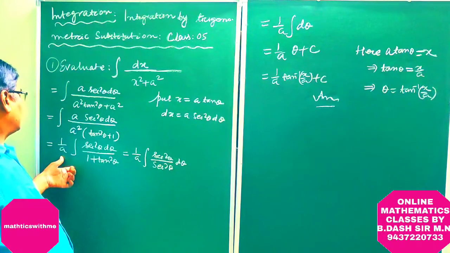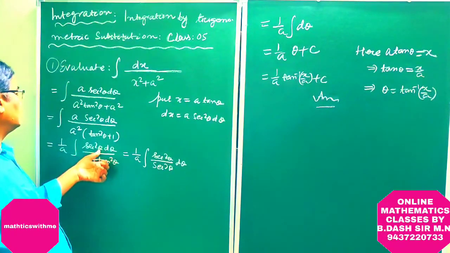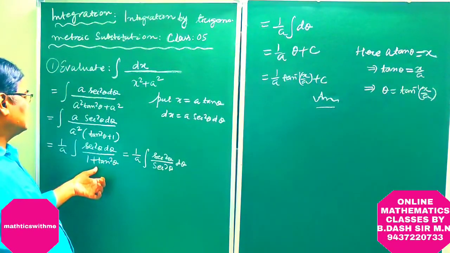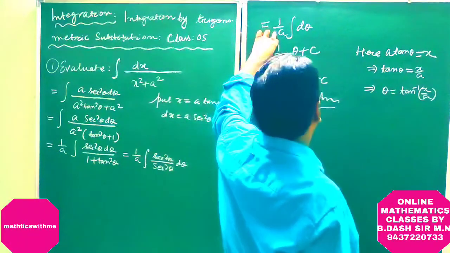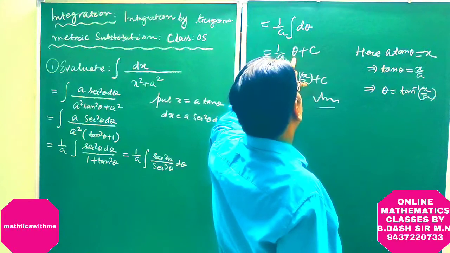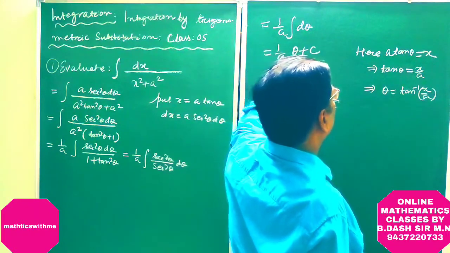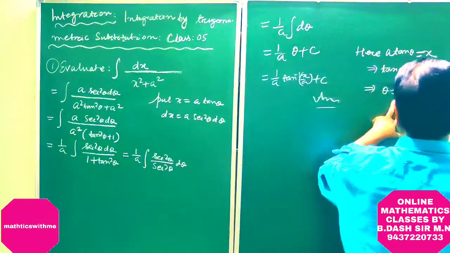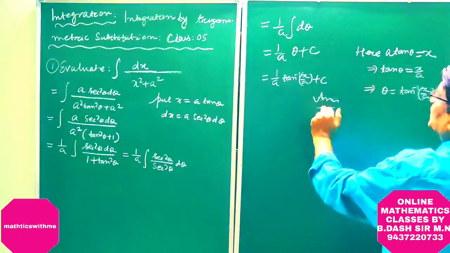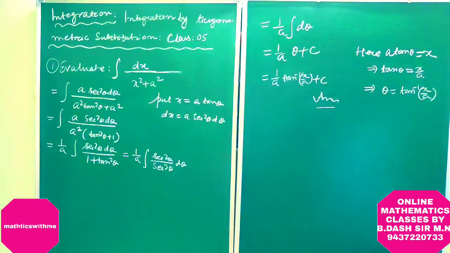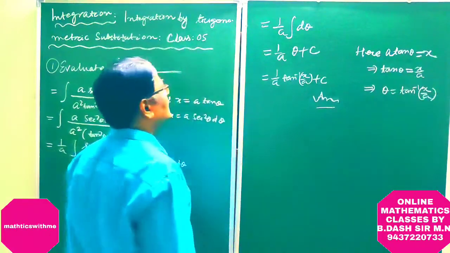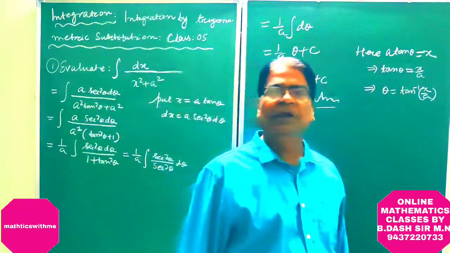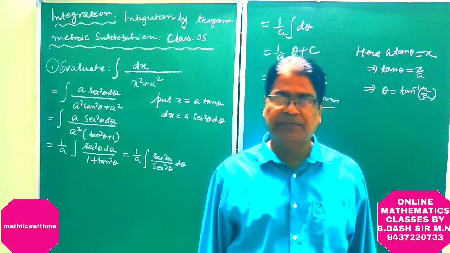Now taking 1 by a outside the integration, we get sec square theta d theta by 1 plus tan square theta. After simplification, it is 1 by a d theta. Integration of d theta. Here the value of theta is tan inverse x by a. Putting here, we finally get the answer 1 by a tan inverse x by a plus c. So our first problem is solved. Let us proceed to solve the next problem.